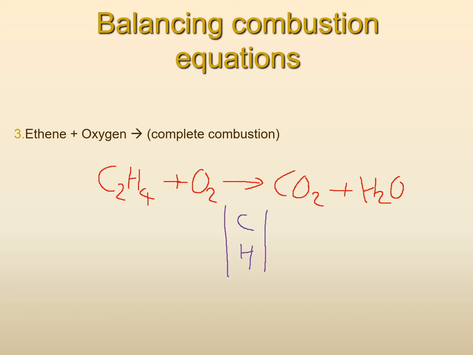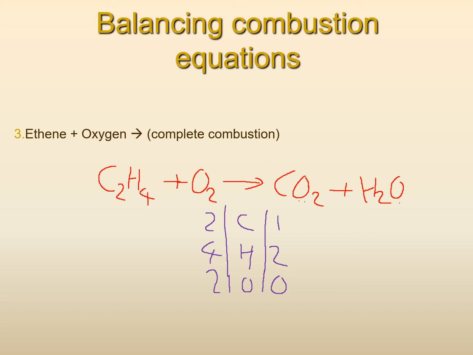C, H, and O. Truly exciting. Okay, left-hand side, carbon 2. This does get boring pretty quickly. If you've managed to get this far without getting bored, well done. C2H4 and 2 oxygens. On the right-hand side we've got 1 carbon, 2 hydrogens, and 1, 2, 3 oxygens. Looks very similar to the first one so far, doesn't it?